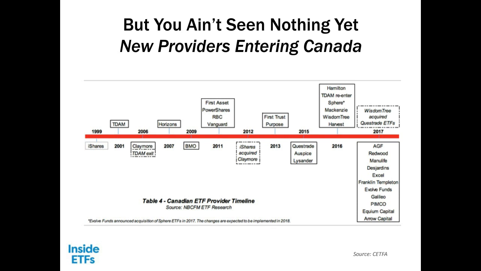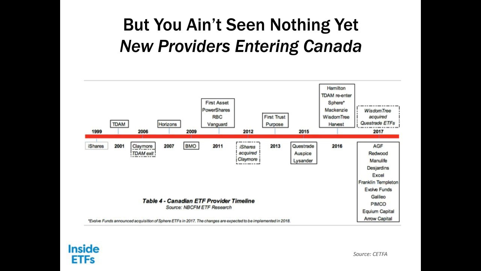This is a great slide by the CETFA, which looks at when different providers entered the ETF market in Canada, tracing back to 1999 when it was just iShares. And you can see that there's been a steady trickle, a handful of acquisitions, and then sort of a Cambrian-like explosion in 2016 and 2017. 2017 alone saw more than 10 new issuers enter the ETF market, one significant acquisition, and that was after 2016, which had 6 new issuers enter the market. So this is a market that is growing fast, evolving rapidly, and as I said before, hugely exciting.